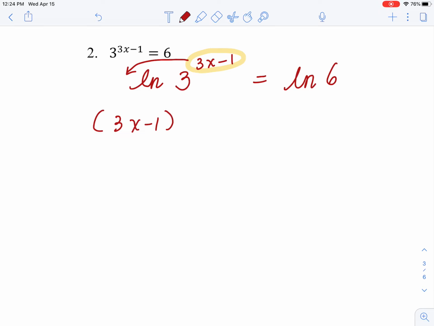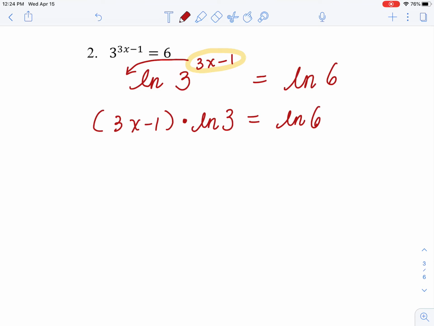Now, the reason we did that was because we wanted to bring down that exponent in front of it. So if I bring that down, I will have 3x minus 1. Put that in a nice parenthesis because that is a binomial. And that's getting multiplied by ln 3. And then I have ln 6 on the right side.